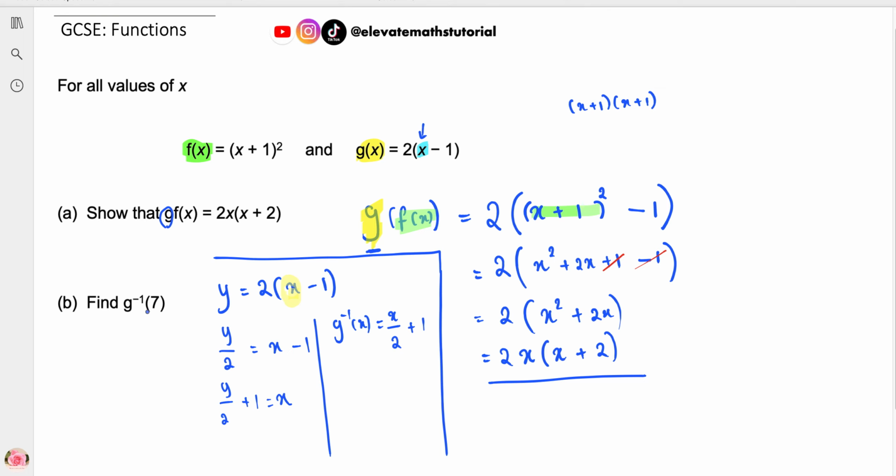And then they've asked us to plug 7 in there. So the last part of the problem is, can you substitute 7 in and find an answer for that? If you plug 7 in here, g inverse of 7 is 7 over 2 plus 1. 7 over 2 is 3.5, plus 1, it's going to give us 4.5. So that's composite function, and this is inverse function.